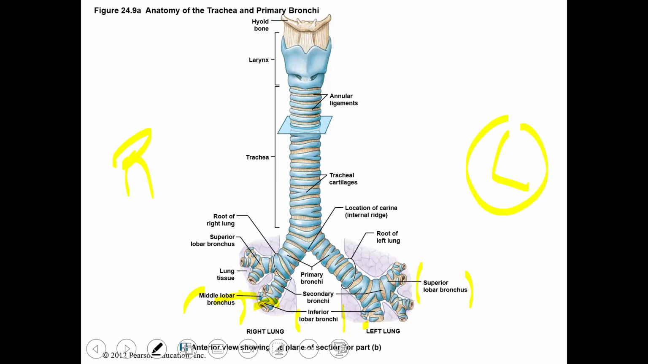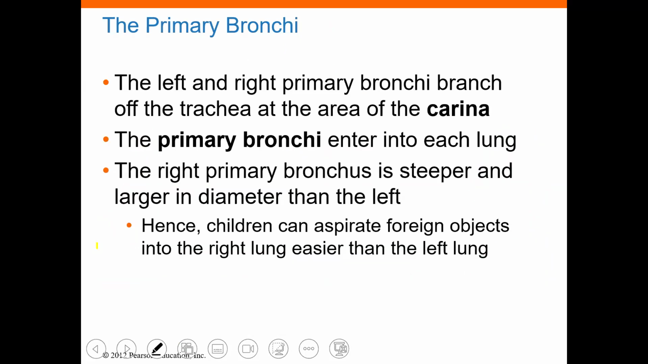Left does not have one because there's only 2 lobes on the left. There are 3 lobes on the right. The left and right primary bronchi branch off the trachea at the area of the carina. The primary bronchi enter into each lung.